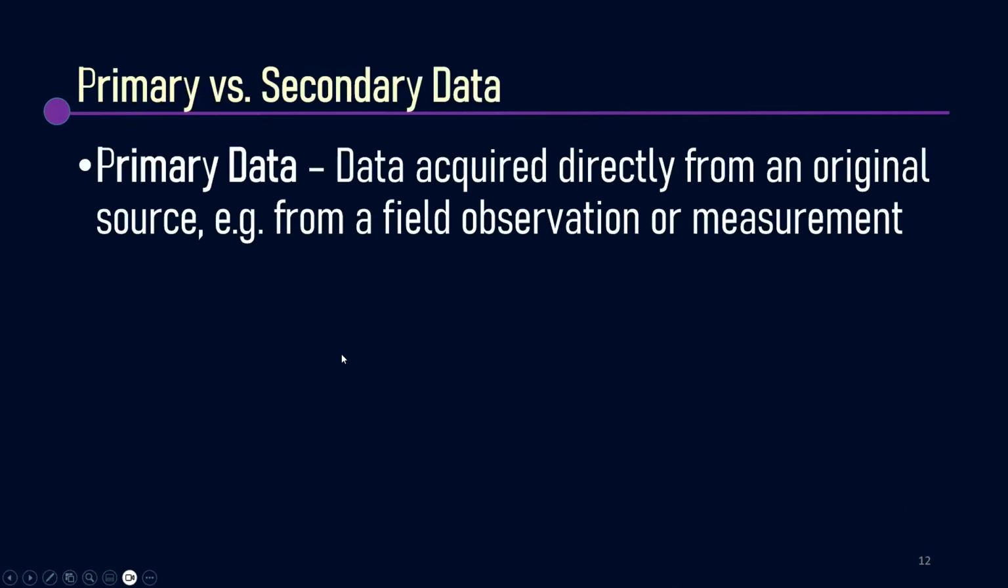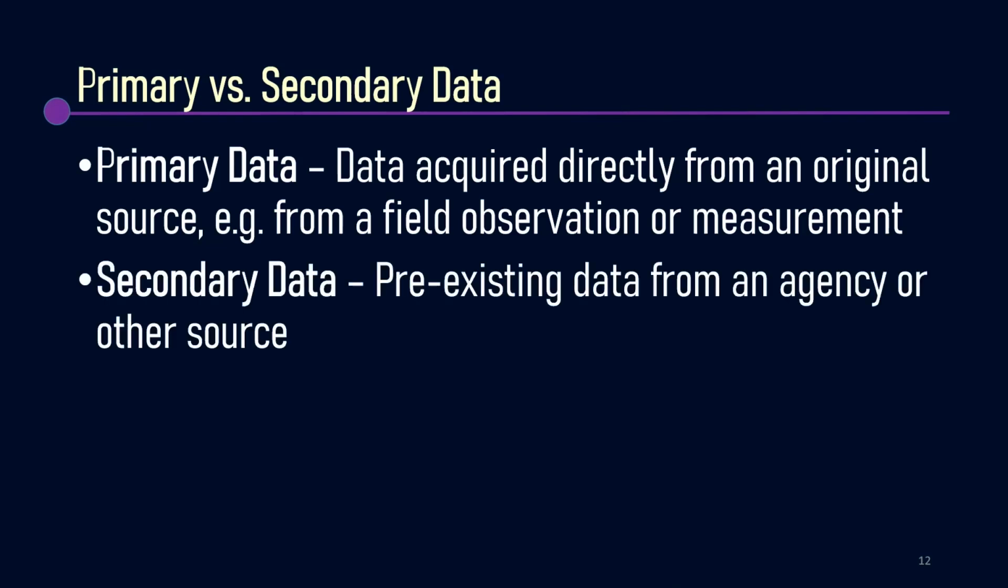What is primary data and what is secondary data? Primary data is data acquired directly from an original source, for example, from a field observation or measurement, or directly collected from the real clinical setting by the researcher himself or herself. Whereas secondary data is pre-existing data from an agency or other source, or hospital charts, or records kept in the operation theater, ICU, or ward. These are the sources of secondary data.